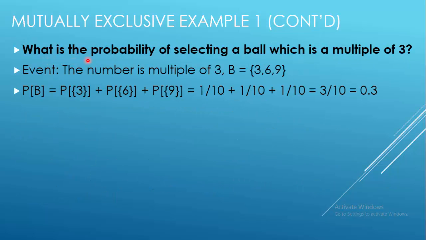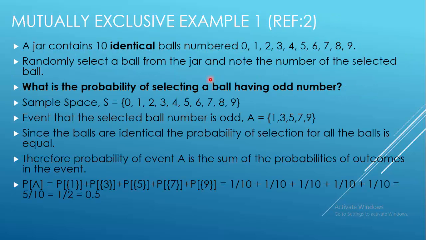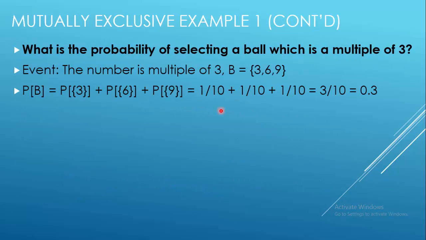What is the probability of selecting a ball which is a multiple of 3? Here the event is that the number is a multiple of 3. From the sample space we can see there are only 3 such numbers: 3 itself, 6 and 9. So event B is equal to 3, 6 and 9. The probability of each outcome is 1 by 10, and we add them up and get 0.3.